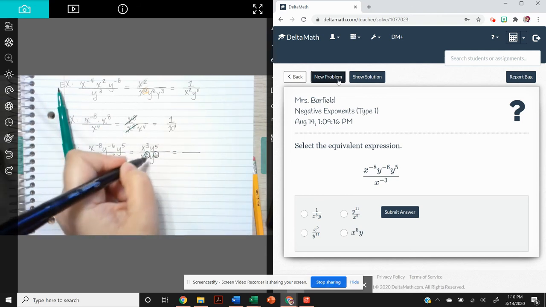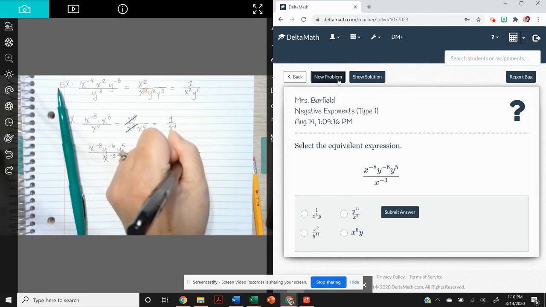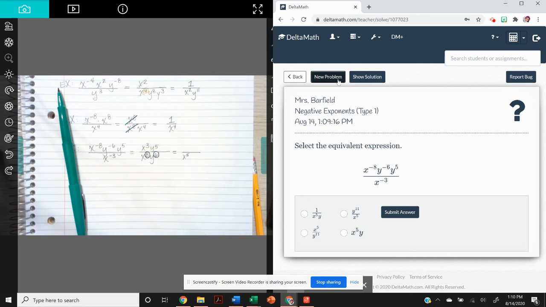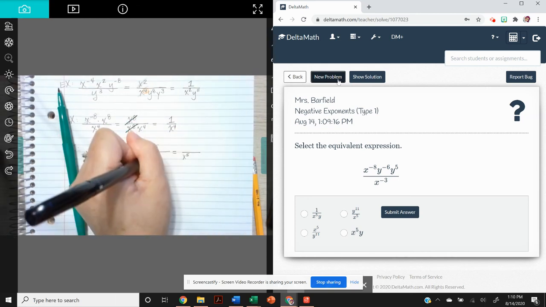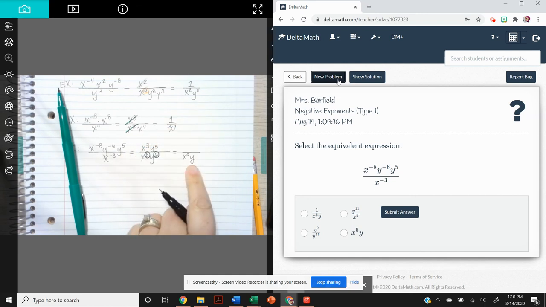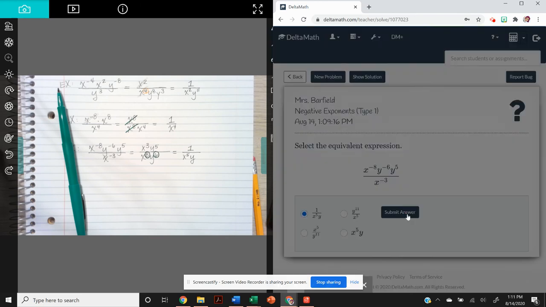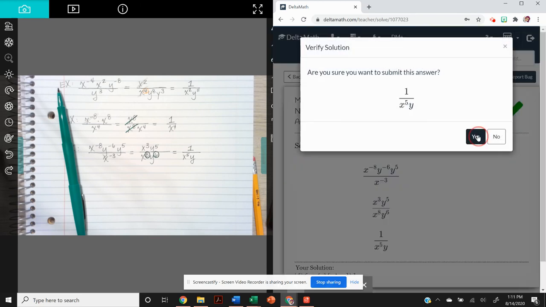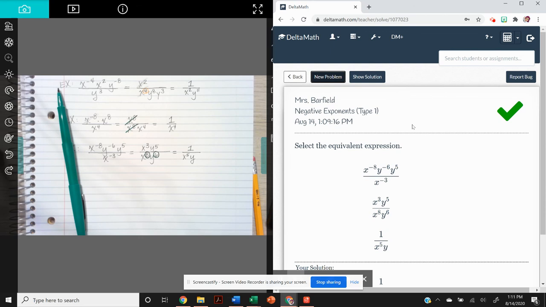So that means I'm going to do 8 minus 3. So I have x to the 5th. And then on the y's, I have 6 minus 5, which is 1. So I just write y. I don't have to write y to the 1. You can if it helps. And then I put a 1 in the numerator. Okay? So each step maintain that fraction bar. Okay? So if I look over here, that's this answer here. Yes. And we're done. Okay?